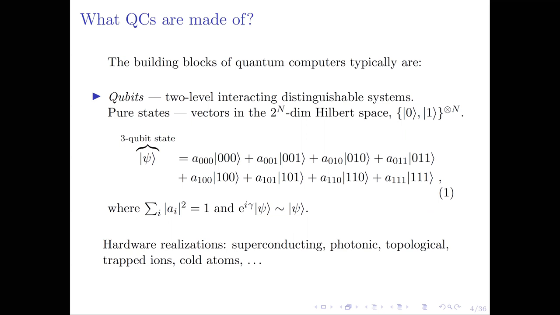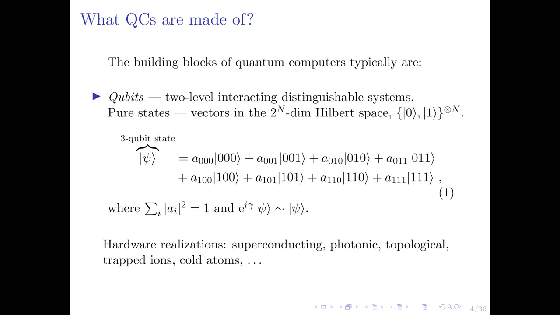And so far, what I was saying was a purely theoretical construction, and the algorithms that we develop are sort of agnostic to the hardware realization of quantum computers. And there exist numerous realizations: superconducting, photonic, topological qubits, trapped ions, cold atoms. And it is not clear at all which technology is better. It's an open question. They are competing, and it's very likely that certain platforms may work better for different applications.